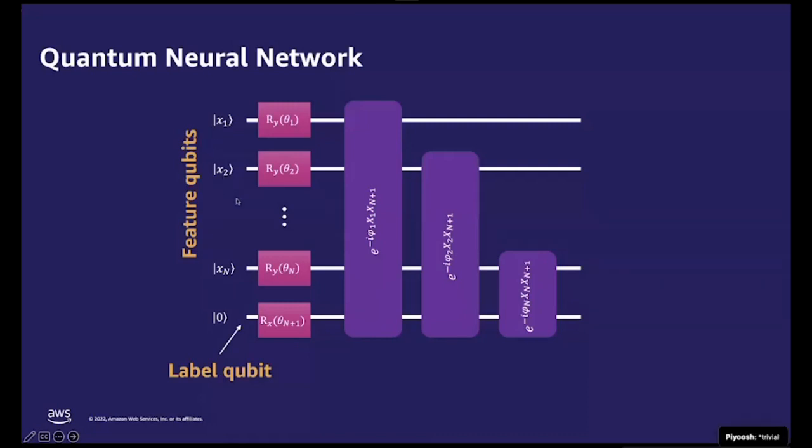So in the end, this is only one way you can design this quantum neural network. In fact, you can try to match the dimensionality of the feature qubits with your label, whatever labels you are trying to extract.